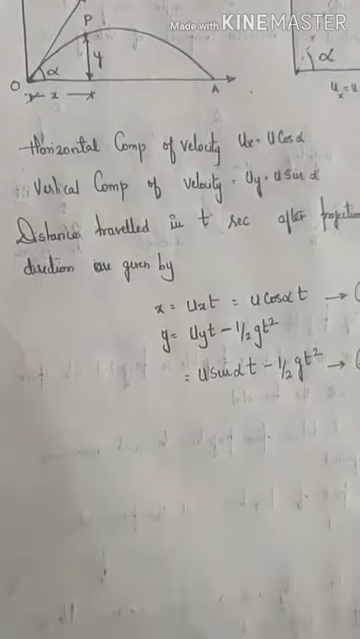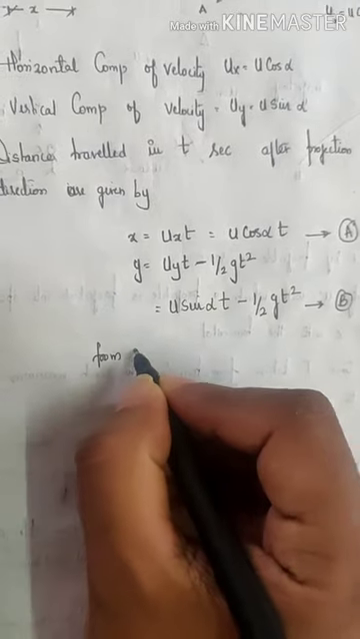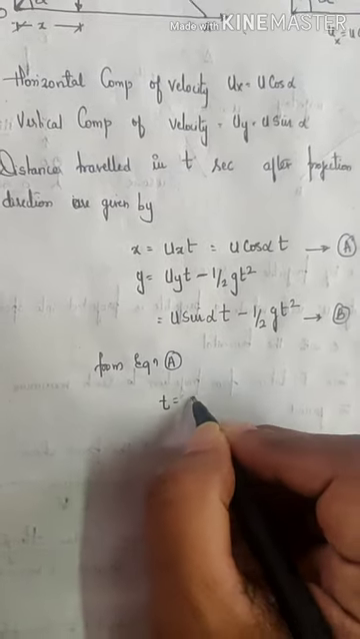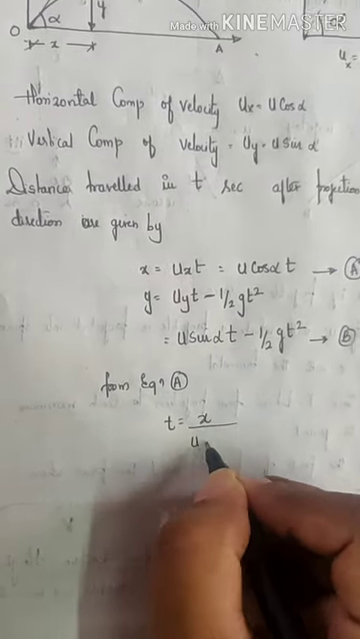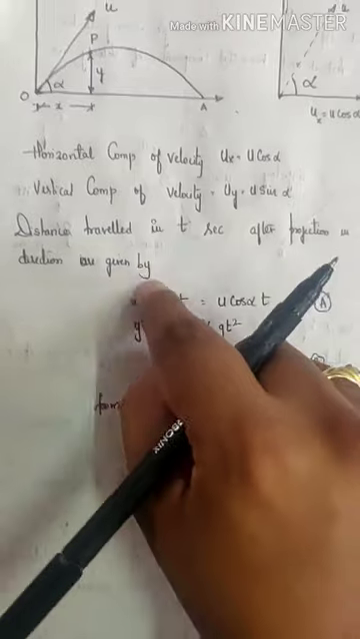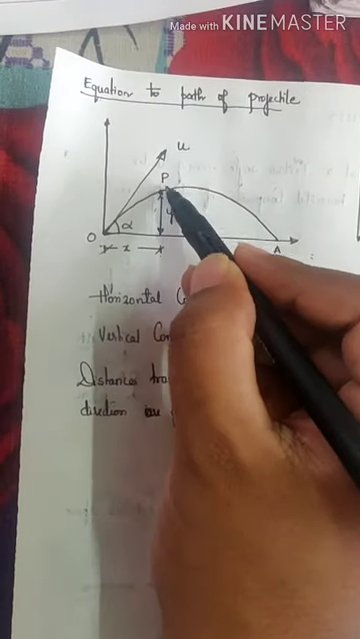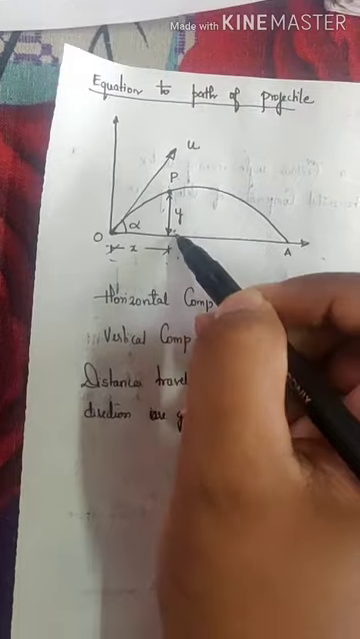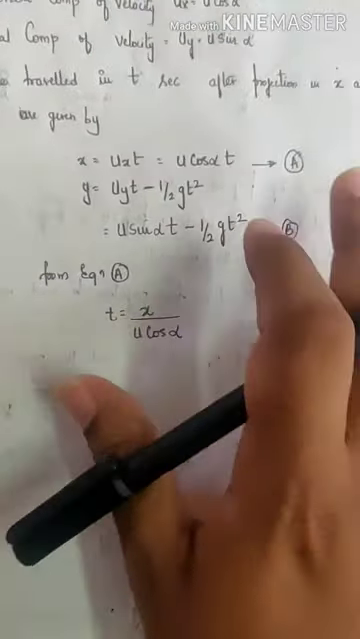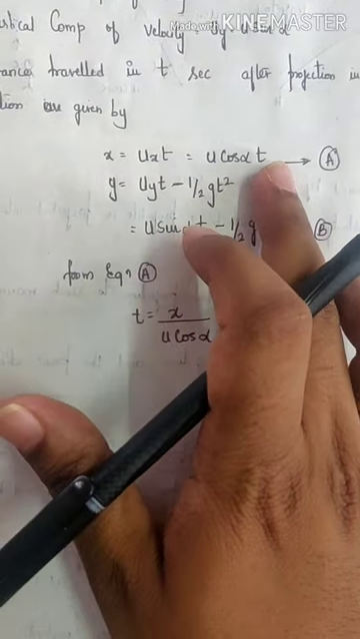Now from equation A, we have t is equal to x upon u cos alpha. You should be thinking, where are this x and y? I have taken one point P here and I am finding out x and y for the instantaneous time t. From equation A, x is equal to u cos alpha into t, so t is x, and this u cos alpha goes below. I'll call this equation C.